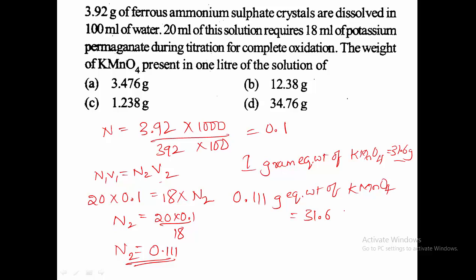31.6 into 0.111. How much you will get? 3.5 gram. So the answer will be 3.476 gram. That is option A. Because 3.5 is approximate, and here you will get 3.476 gram. So option A is the right answer.